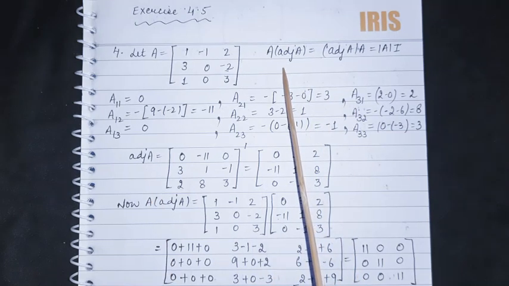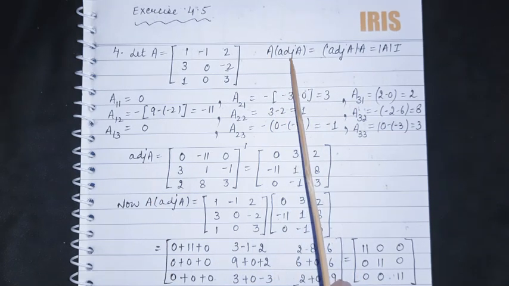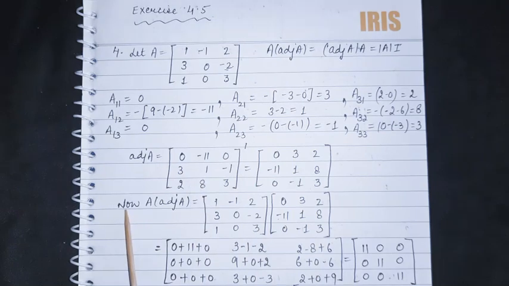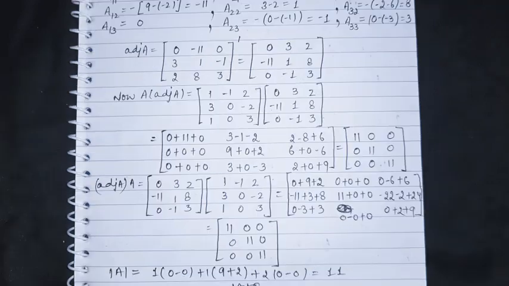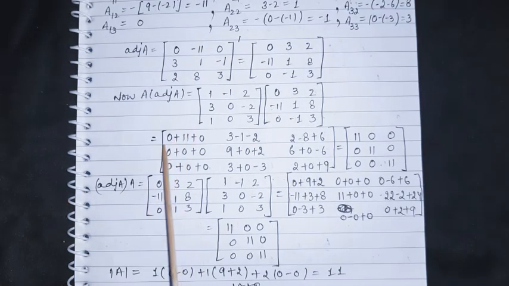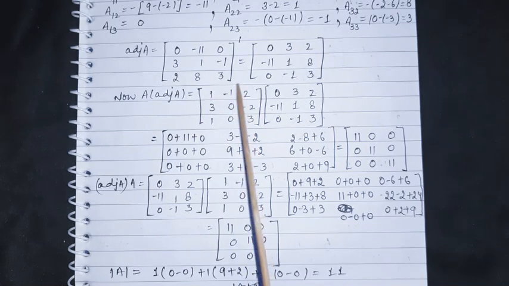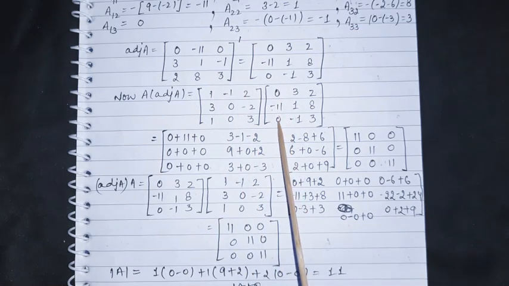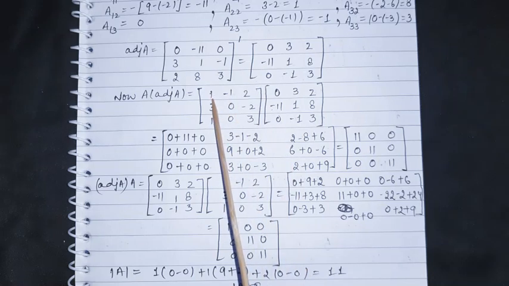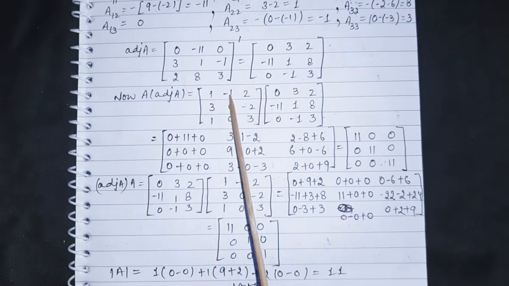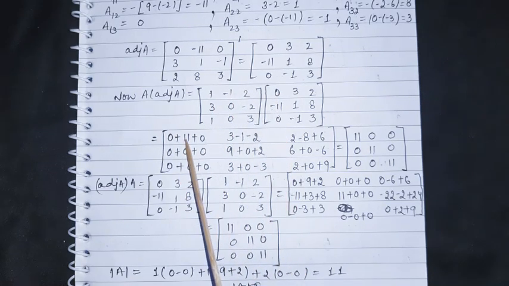Now our result is we have to multiply A with adjoint A. So now let's start with the multiplication. A into adjoint A, the value of matrix A is here and the value of adjoint A is here. So let's start with the multiplication of these two matrices. First element here is multiply first row here and first column here. So we have to multiply the corresponding elements. 1 into 0, 0, plus minus 1 into minus 11 is 11.